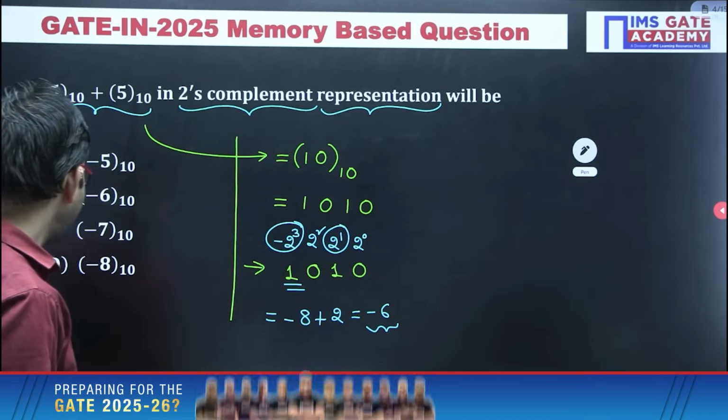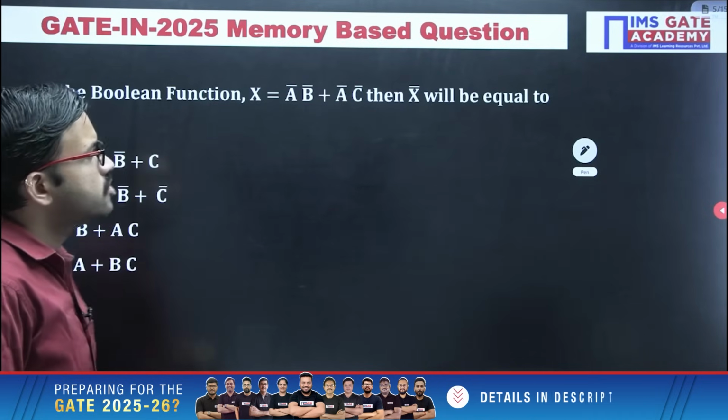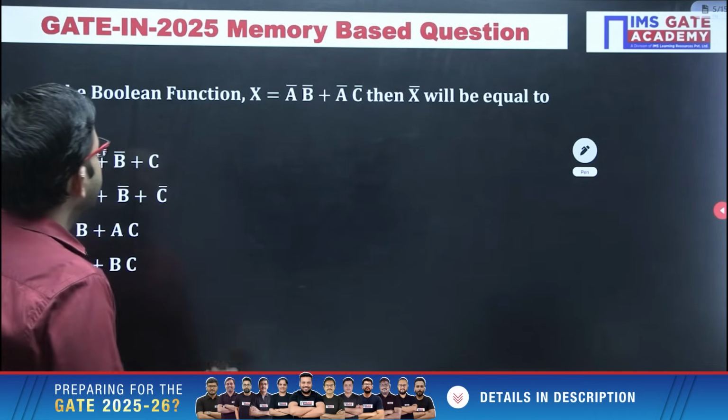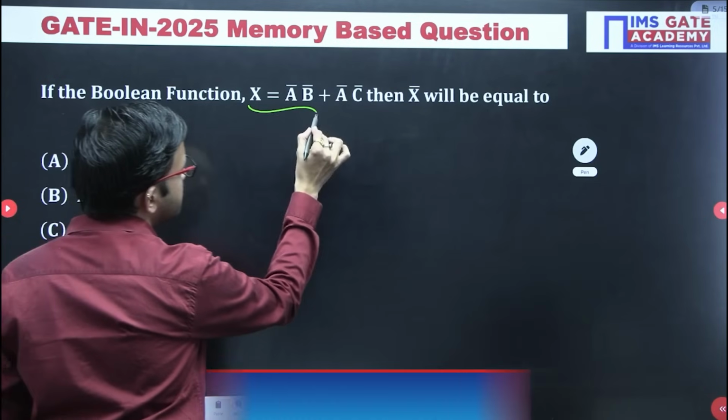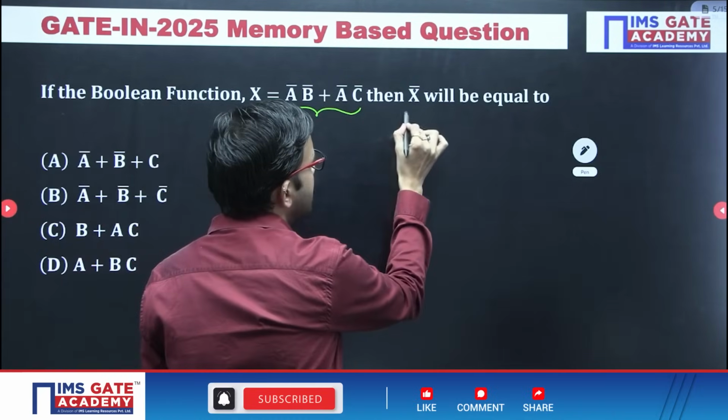Right, next question. This is the question asked in instrumentation 2025. In this particular question they have given one Boolean function, and they are asking for the corresponding complement form.